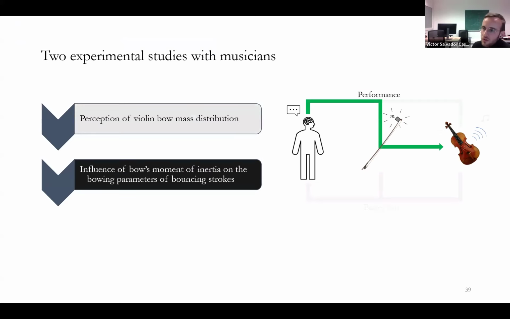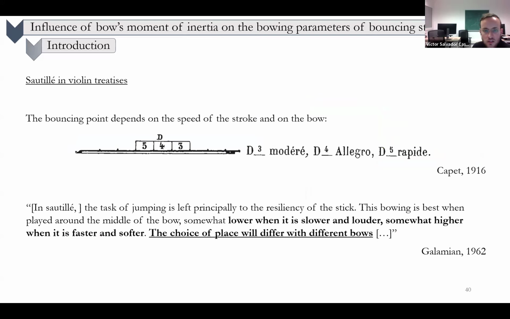So we will focus now on the performance and less on the perception, but it's people playing, so perception is always in the equation. So what can we read about sautillé and about the bouncing point? Because there is something that struck me. It was that people perceived a change in this bouncing point of the bow when the moment of inertia increased.